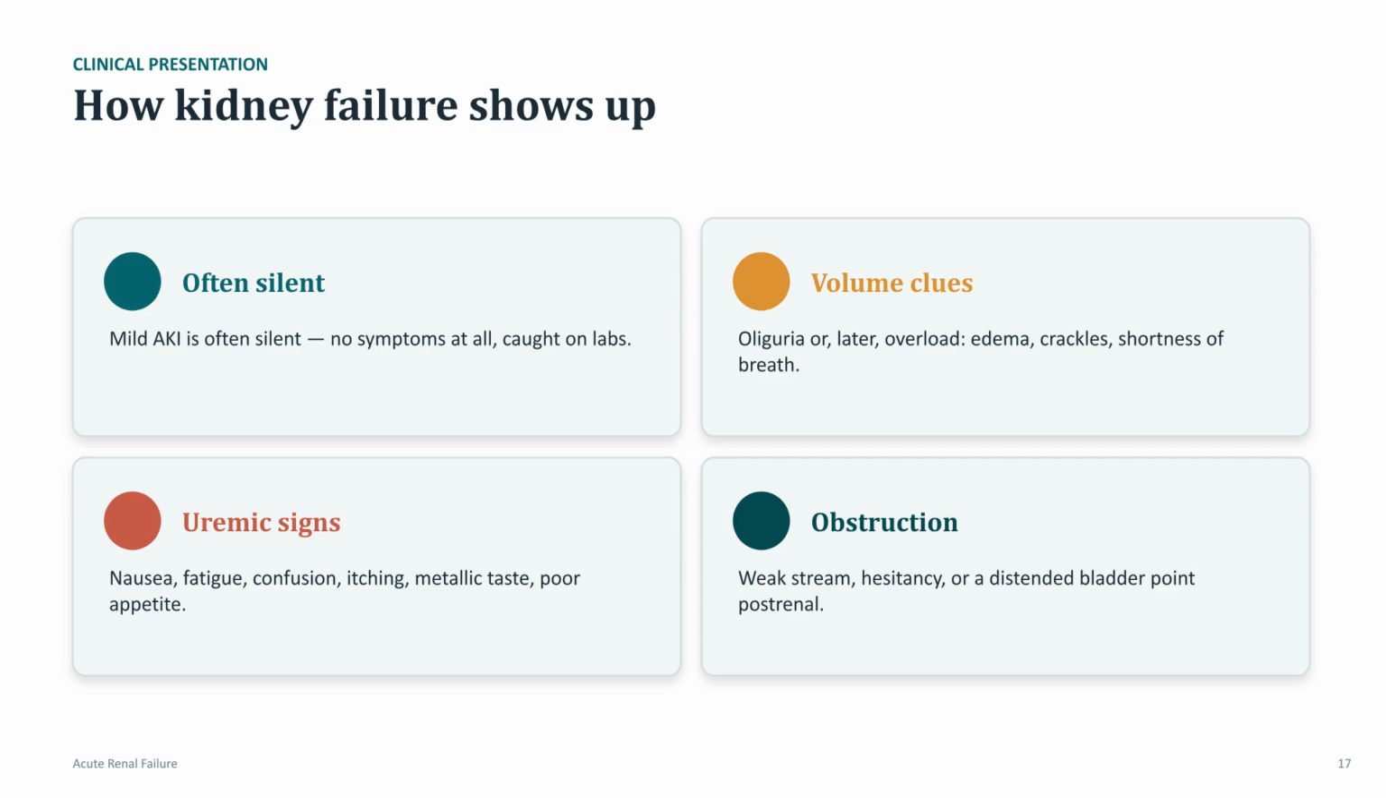Clinical presentation varies widely. While mild cases are often silent and only caught on routine lab work, more severe injury can manifest through volume disturbances like edema and shortness of breath, or uremic symptoms, including nausea, fatigue, and confusion. Don't forget that bladder symptoms point specifically to a postrenal obstructive cause.